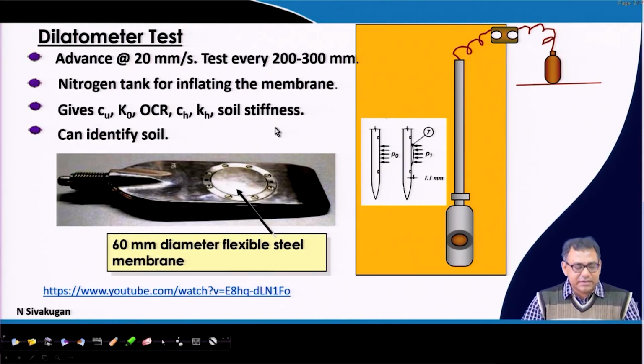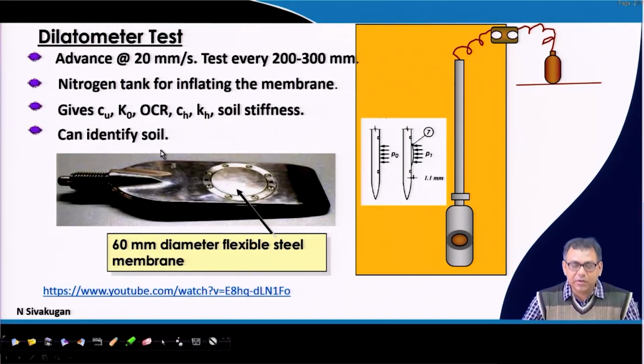Now, the next test is the dilatometer test. So, for the dilatometer test also, a borehole is not required. Here the instrument is pushed into the soil at a rate of 20 millimeter per second, and we test every 20 to 30 millimeter interval. In the pressure meter we use water, but here nitrogen is used for inflating the membrane.